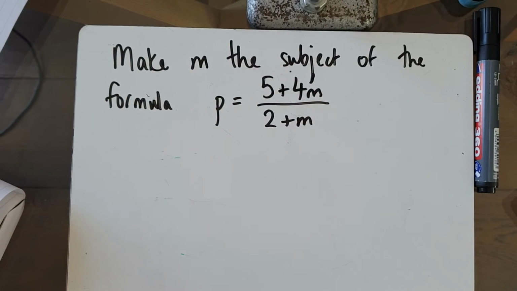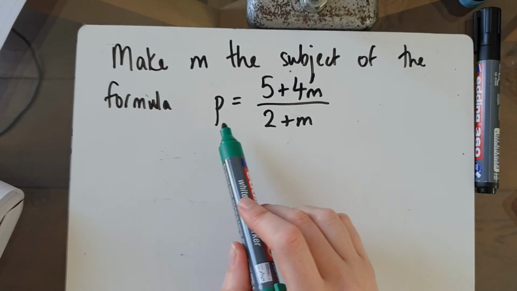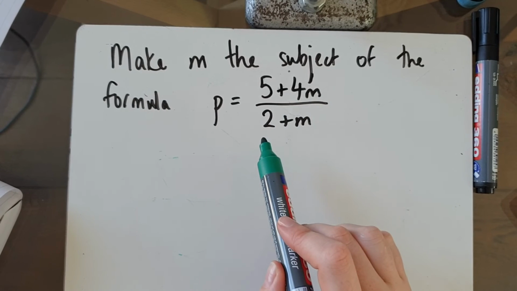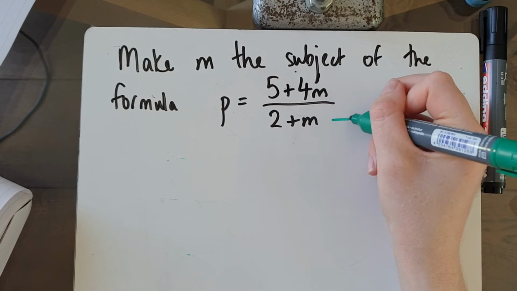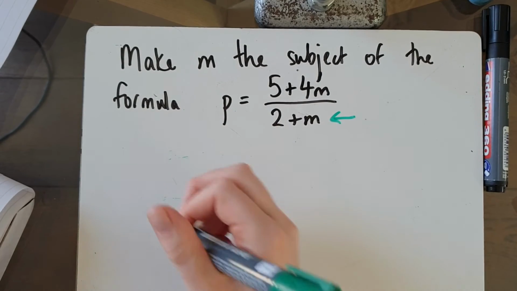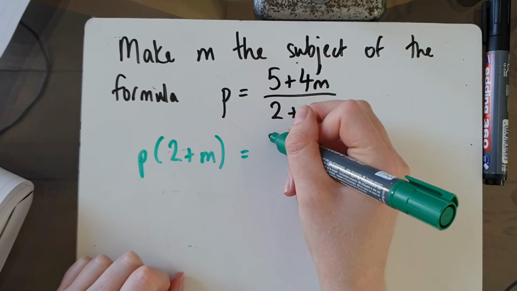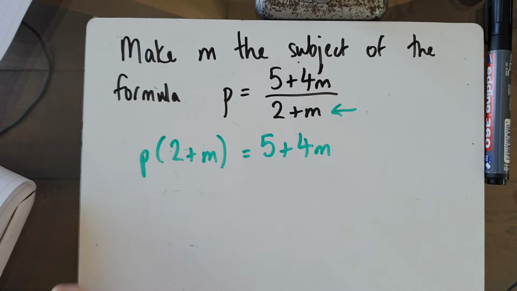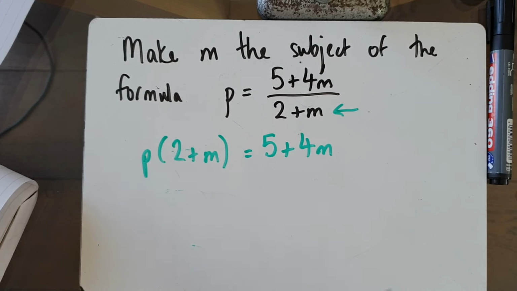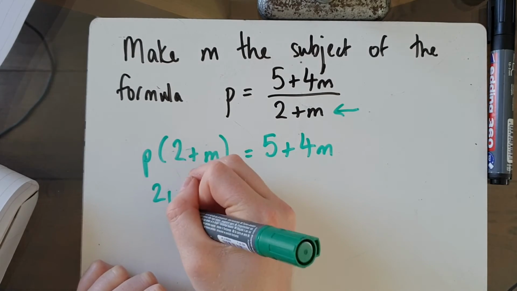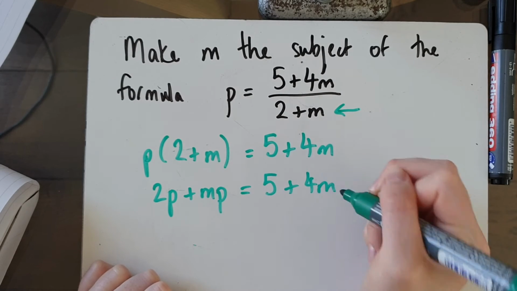So this example is in a slightly different format. We want to make M the subject. We've got P equals 5 plus 4M over 2 plus M. The first thing I'm going to do is multiply both sides by this denominator. So we'll have P into 2 plus M equals 5 plus 4M. From there is exactly the same technique as the previous two examples. I'm going to multiply this bracket out, so I've got 2P plus MP equals 5 plus 4M.